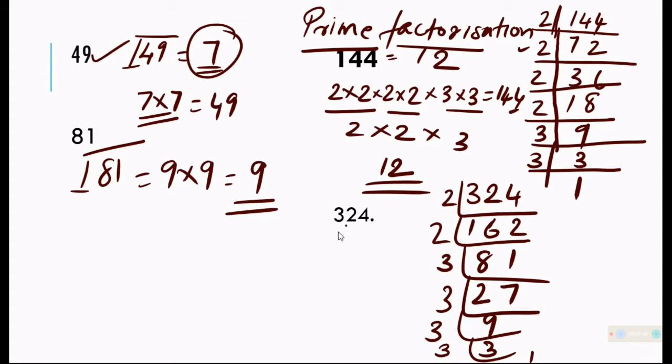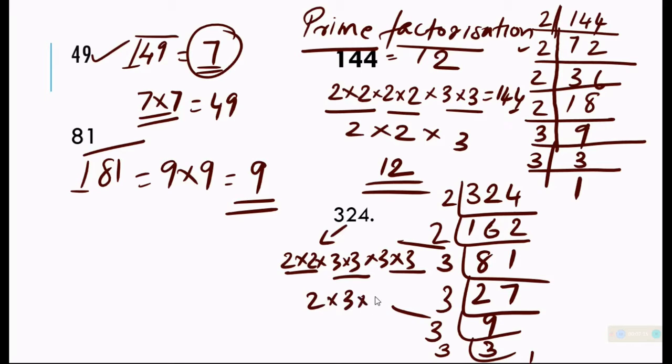So we can write 324 as 2 into 2 into 3 into 3 into 3 into 3. 2 into 3 into 3. Correct? 2 3s are 6, 6 3s are 18 is the answer. If you are thinking about square root of 324.